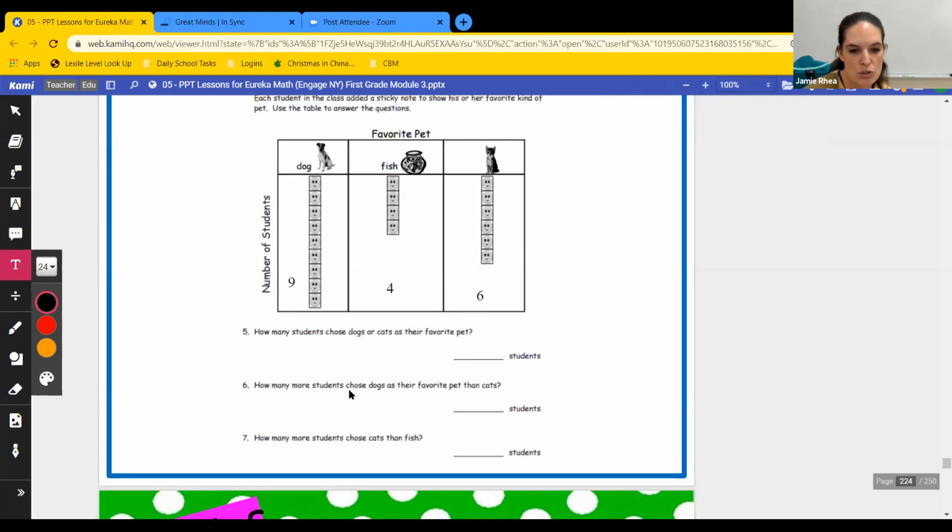How many more students chose dogs as their favorite pets than cats? How many more dogs are there than cats, okay? And how many more students chose cats than fish? Again, you're going to look and see how many more people chose a cat than a fish, okay? And you're going to answer those 3 questions.